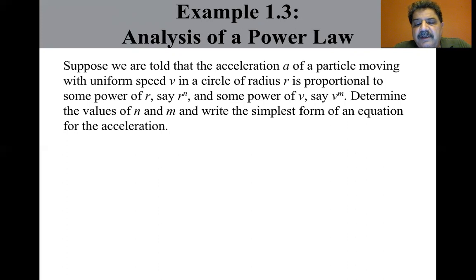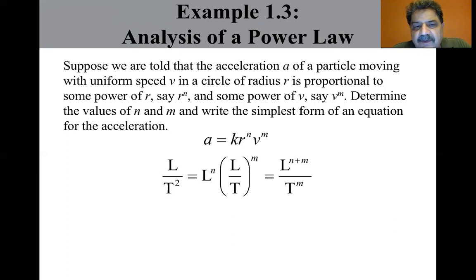So you write an expression for a with a dimensionless constant of proportionality k. A equals k, r to the n, v to the m. You substitute the dimensions of a, r, and v. So dimensions of a are length over time squared, and you have L to the n for r, and L over t, that's velocity, to the m. Equate the exponents of L and t so that the dimension equation is balanced.